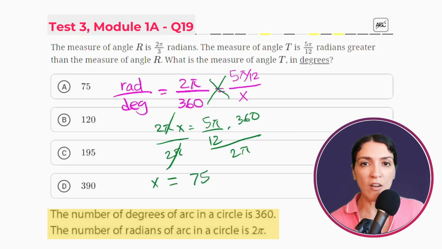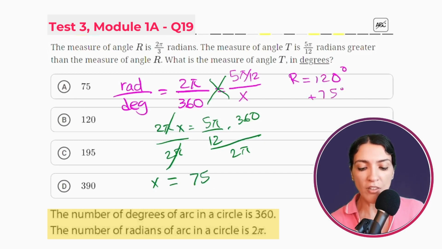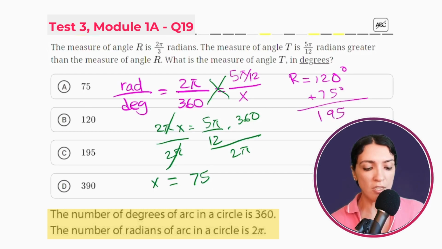So we had that r is 120. And that t is 75 degrees more than 120. So our answer would be 195, choice C.